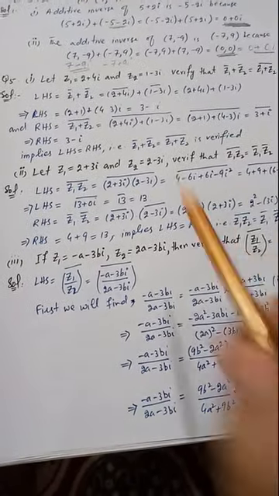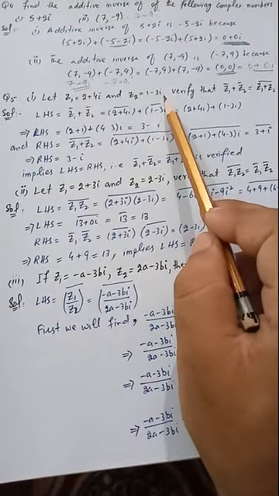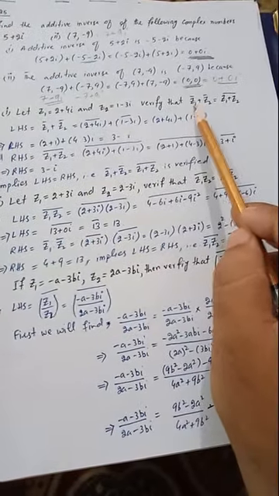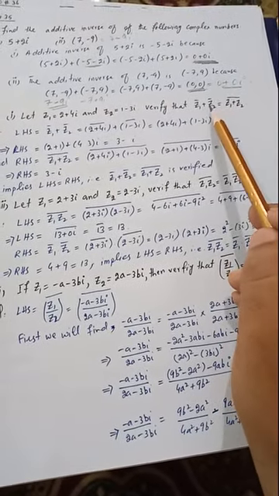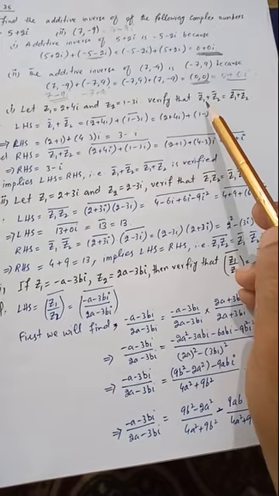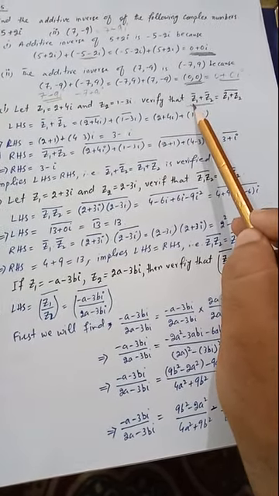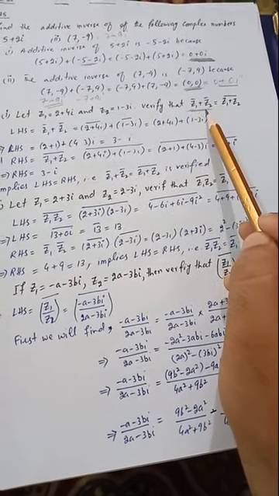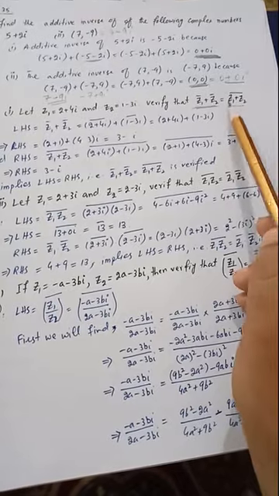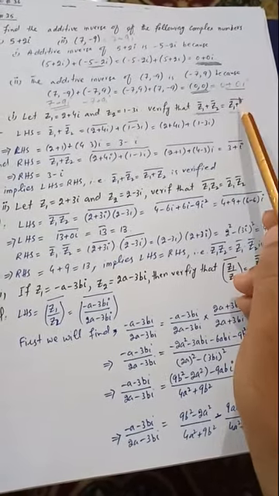Now in this case, z1 is equal to 2 plus 4 iota, z2 is equal to 1 minus 3 iota. You need to verify z1 bar plus z2 bar is equal to z1 plus z2 whole bar. What does bar mean? Bar represents the conjugate. So on the left hand side, first of all you will take the conjugate of z1, then the conjugate of z2, and then those results will be added. But on the right hand side, first of all you will add z1 and z2 and then take the conjugate, because this is a whole conjugate.